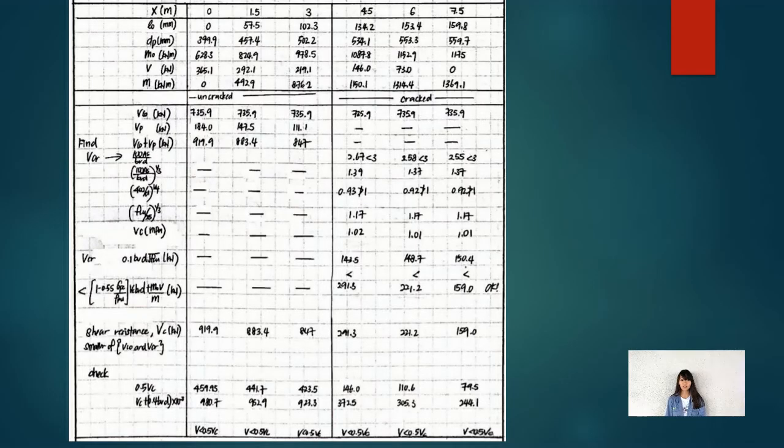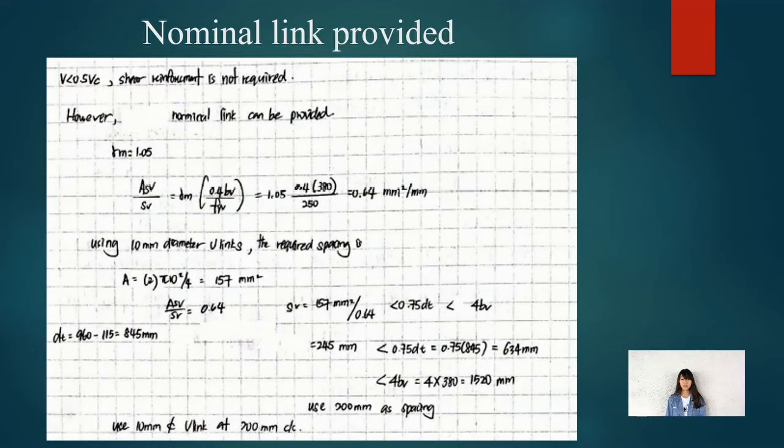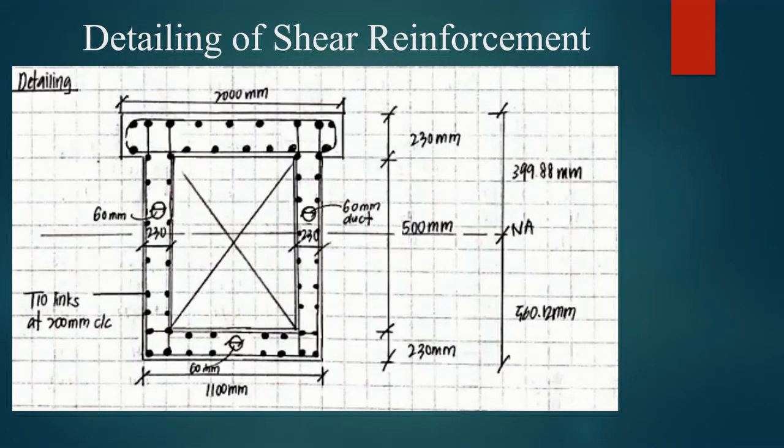Next is to determine the ultimate shear resistance. For the uncracked region, shear resistance is equal to Vco plus Vp, while for the cracked region, Vc is the smaller of either Vco or Vcr. Then the shear force of all the sections were less than 0.5 Vc, therefore shear reinforcement is not required after checking. However, the nominal link is provided for enhanced safety. After checking, a 10 mm diameter link at 200 mm spacing was used. Here is the detailing of shear reinforcement.